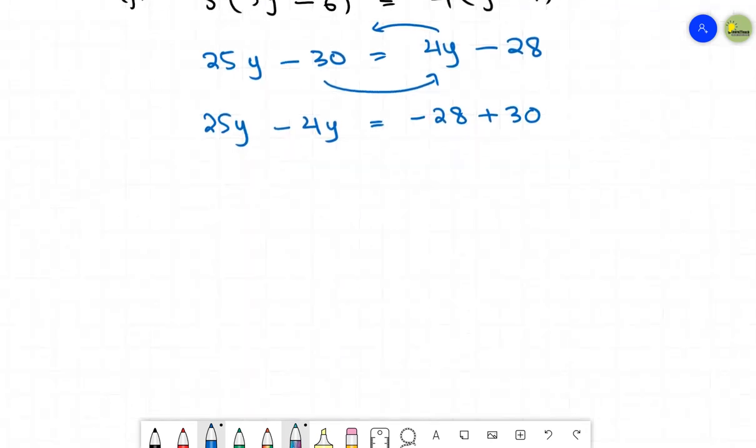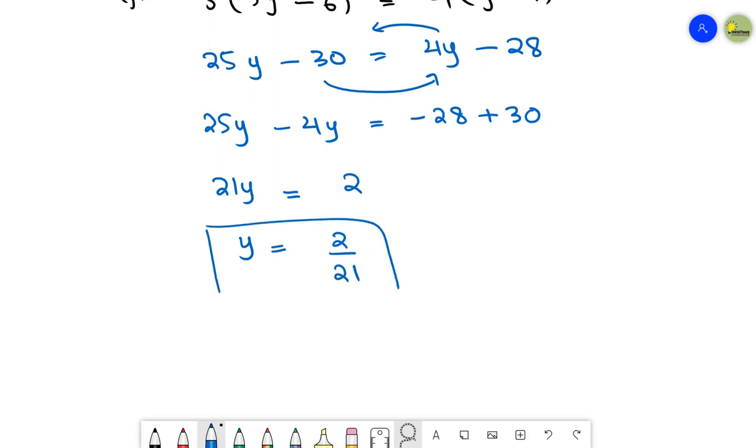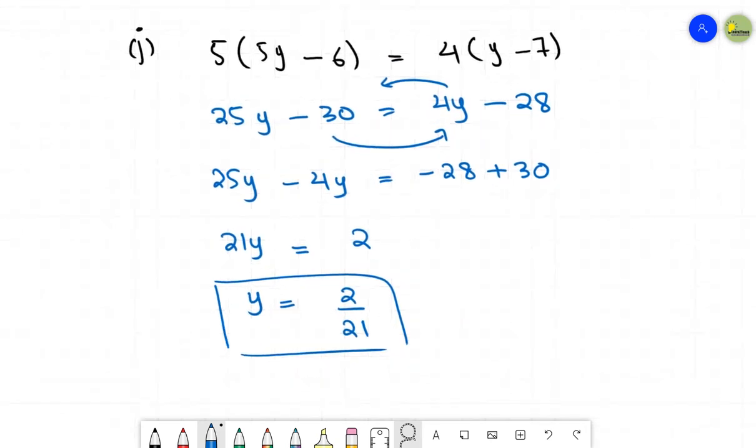Now solving the equation, 25y minus 4y gives you 21y equals minus 28 plus 30, which gives you positive 2. Now the answer of y will be 2 upon 21. This is going to be the answer. Okay, let me just recheck it.